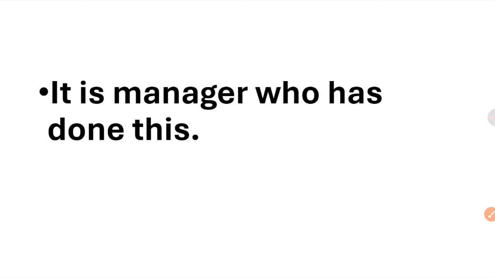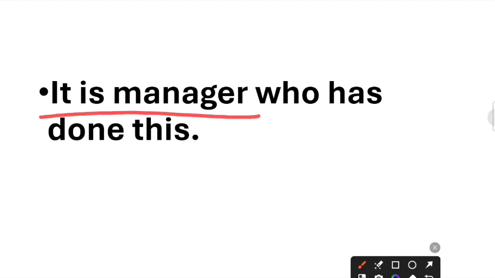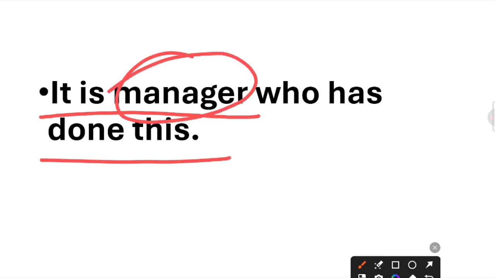It is manager who has done this. So here you want to emphasize, that's why you are using it. It is manager who has done this. So nobody else has done it. Who has done it? Manager. So in these types of sentences, like cleft sentences, we use it to emphasize something. I hope you have understood the uses of this and it.